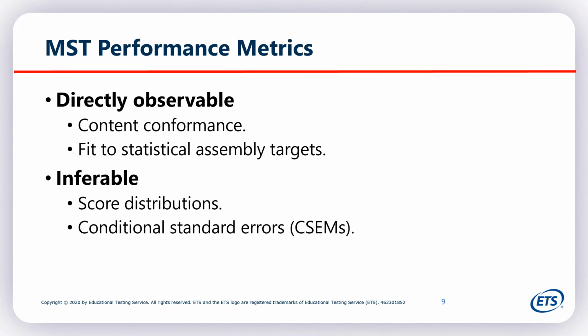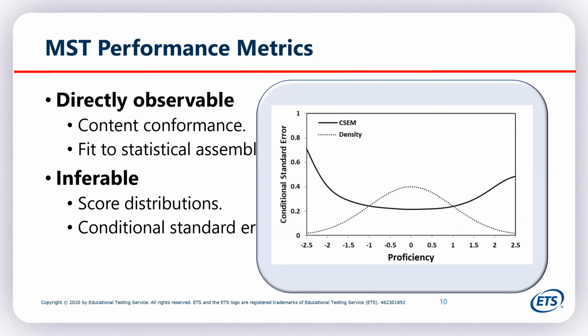You can get a more detailed picture of the test measurement properties through the conditional standard errors of measurement. These look like this, where the solid line is essentially the standard deviation of the error in the score estimate. The dotted line here is the expected ability distribution. So this is again a test that looks like it's doing its best work over the region of the score, the performance range where most of our examinees are expected to be located.